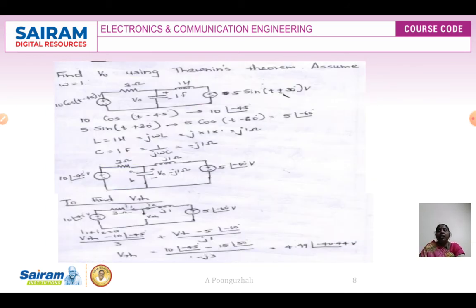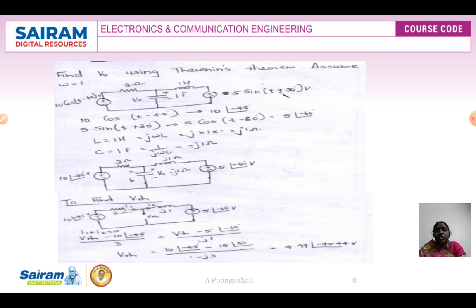So next is find V naught using Thevenin's theorem. Assume omega is equal to 1, the angular frequency. So here your voltage source is going to be 10 cos(t minus 45), that means 10 phase angle minus 45. Similarly, your source 5 sin(t plus 30) I can write as 5 cos(t minus 60), so it is going to be 5 phase angle minus 60.